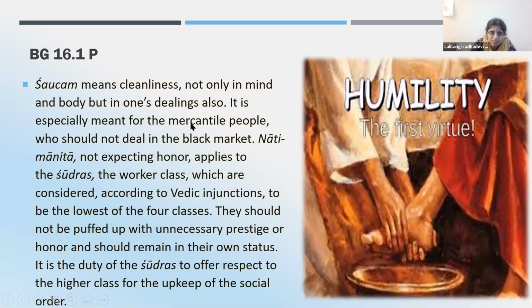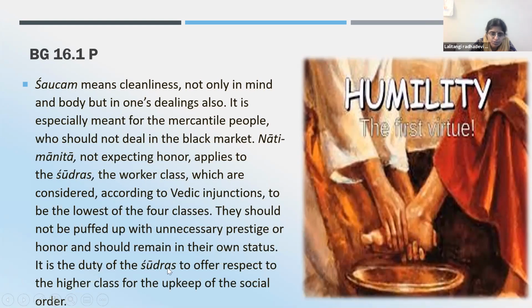It is especially meant for the mercantile people who should not deal in the black market. Nati manita, not expecting honor, applies to the Shudras, the worker class, which are considered, according to the Vedic injunctions, to be the lowest of the four classes. They should not be puffed up with unnecessary prestige or honor and should remain in their own status.